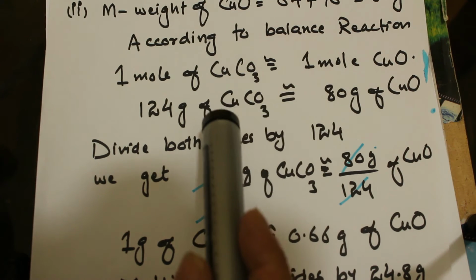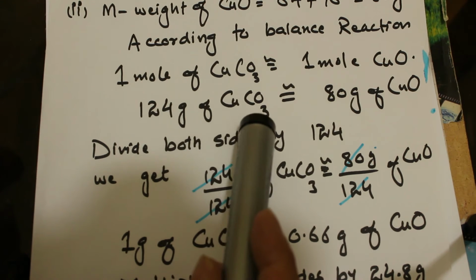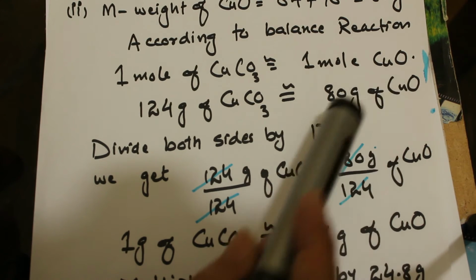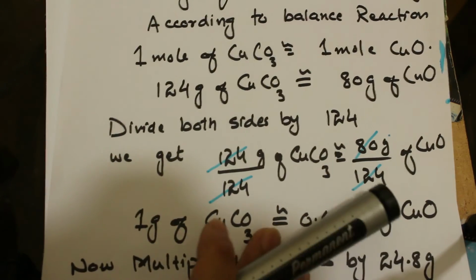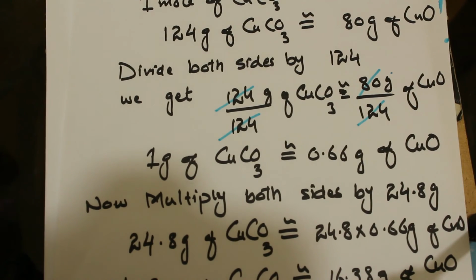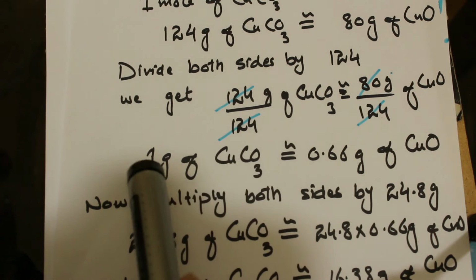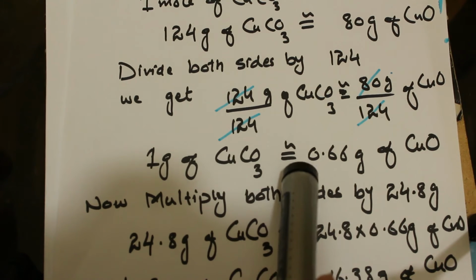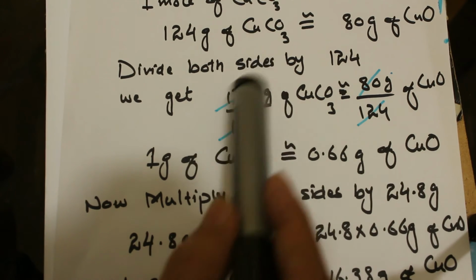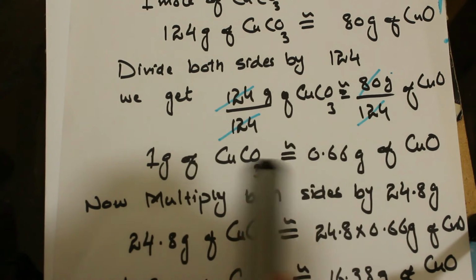We know that 1 mole of copper carbonate is equal to 124 gram of copper carbonate, and 1 mole of copper oxide is equal to 80 gram of copper oxide. Now we divide both sides by 124. Why do we do that? Because I want to establish a conversion factor in which 1 gram of copper carbonate is equal to 0.66 gram of copper oxide. When you divide both sides by 124, you get this value.